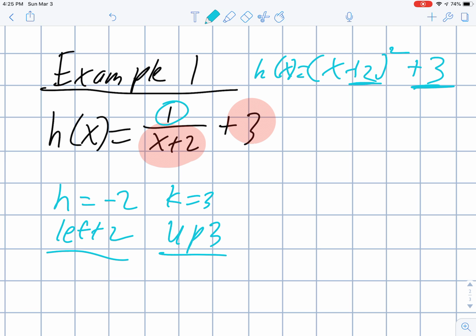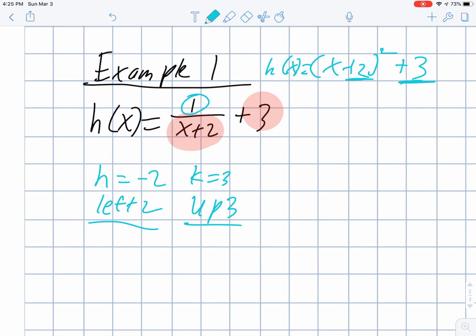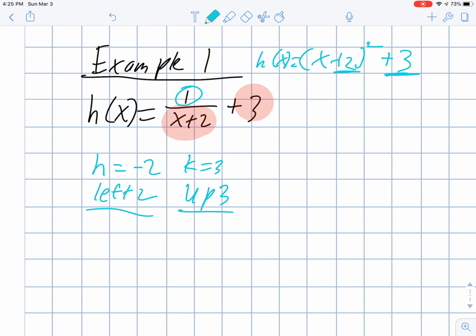This is a 1, so a is positive 1, so there's no stretch or compression, and there's no x-axis reflection. Okay, so the next step is going to be to use that to identify and graph the asymptotes.